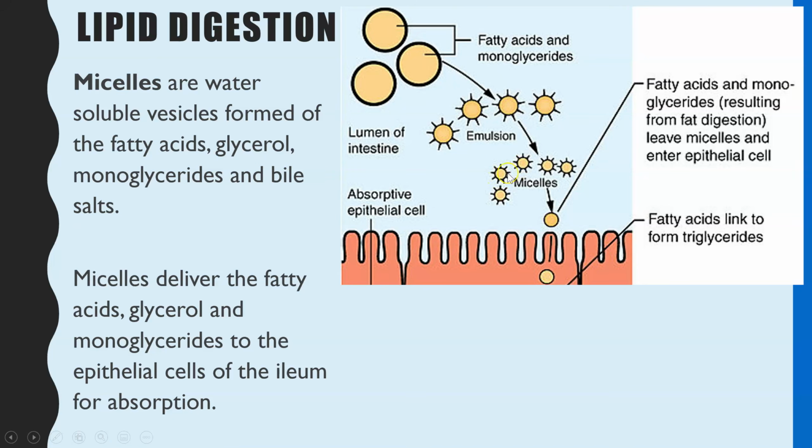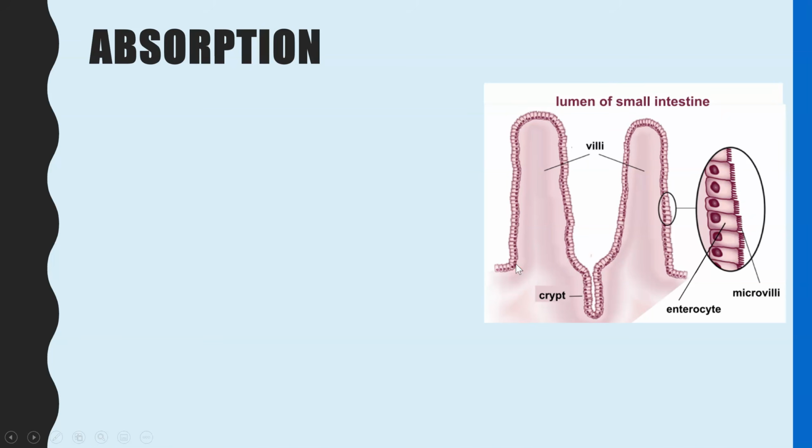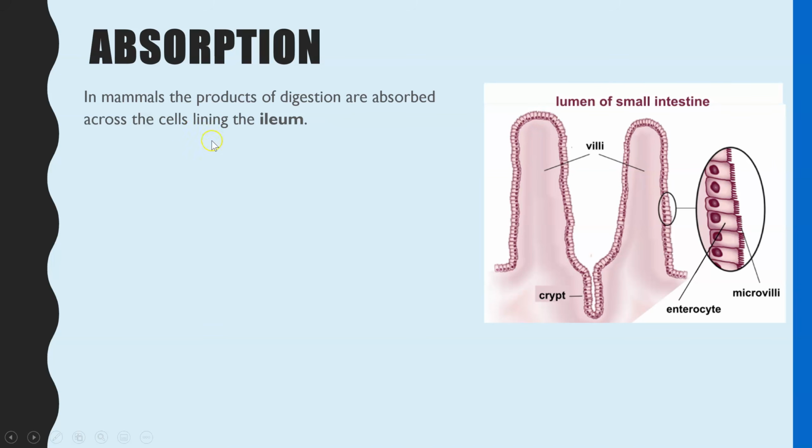And these spheres or these micelles, they are able to deliver the fatty acids and monoglycerides to the epithelial cells in the ileum. They'll then release the fatty acids and glycerol, which can move into the epithelial cell by diffusion. So that's it for the digestion. Next is, how do all of those digested food molecules get absorbed? And all of the absorption is happening within the cells lining the ileum, which is part of the small intestines.